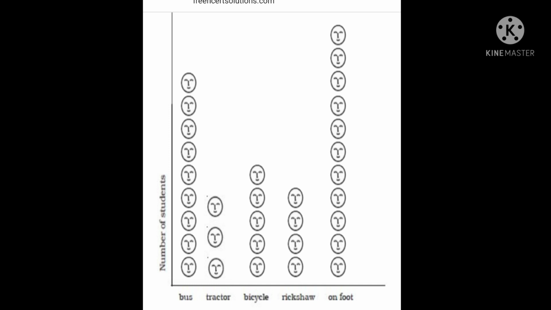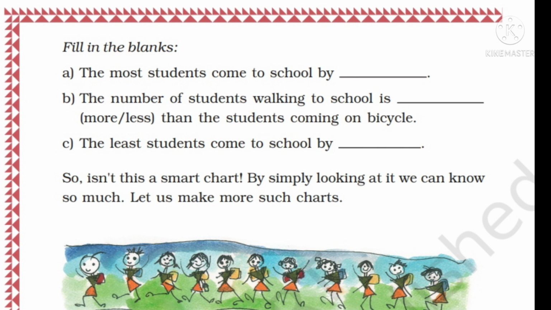Did you get it? Yes. By bicycle 5 students are coming, so we will draw 5 faces. Rickshaw 4 students, so 4 faces. On foot or by walking 11 people are coming, so you have to draw 11 faces. Fill in the blanks. The most students come to school by dash. 11 students come to school by walking, so the most students come to school by walking.